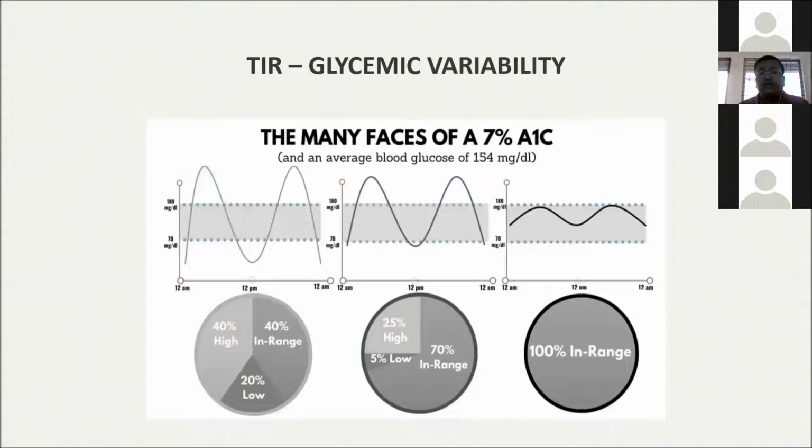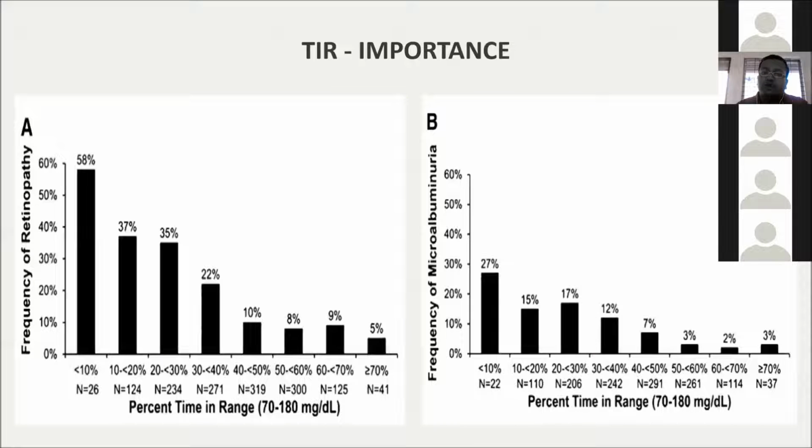As I said, the journey is important and not only the destination. So in achieving glucose control with a target HbA1c, it's important that the time in range is also within the accepted norms. Why? Because diabetes complications, especially the microvascular complications, have been known to occur with decreased time within the range.